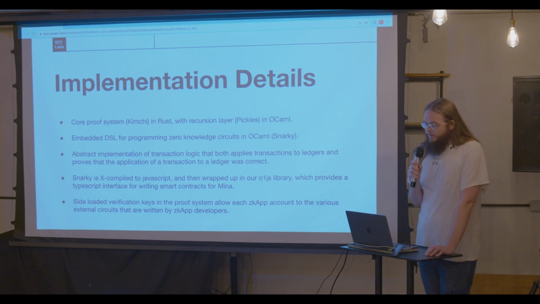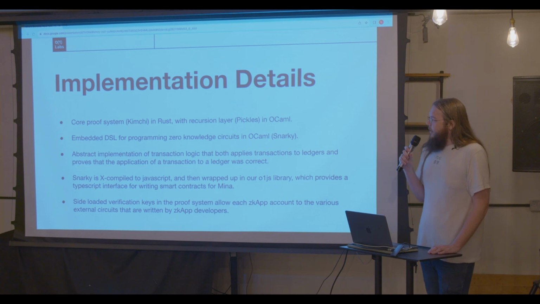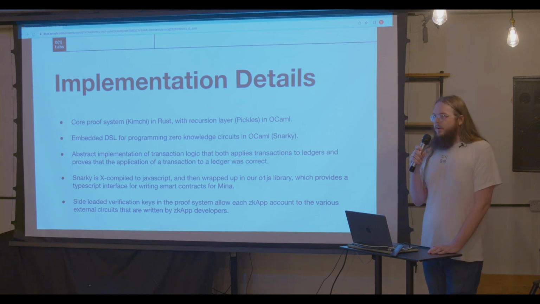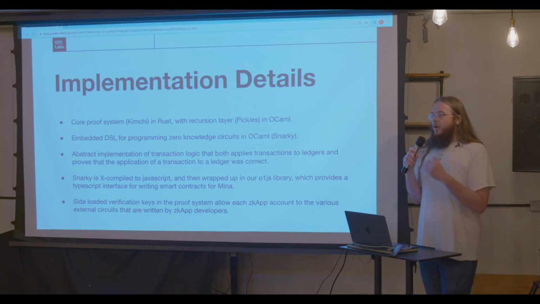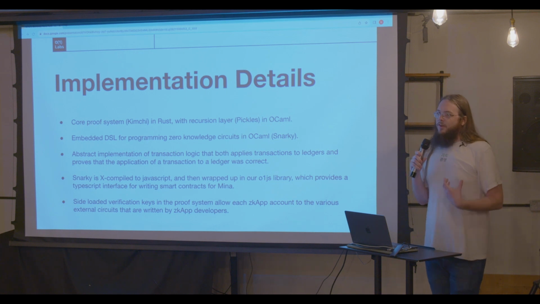And then in order to enable smart contracts, we cross-compile Snarky to JavaScript, and then we wrap it in a library that we call o1js, which exposes TypeScript bindings that are a little higher level than Snarky. So you can still write circuits in them, but it's really custom tailored to writing smart contracts. It makes it very easy to write a smart contract in the Mina system. It's using the same proof system. It already supports Pickles, and then it has the right shape of the proof that you actually need to send to Mina.